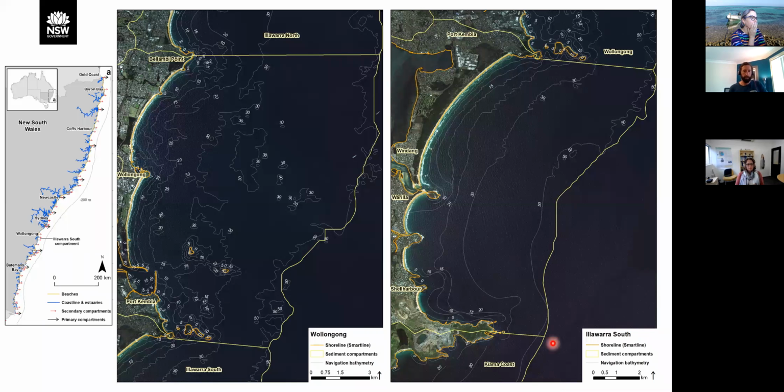So we're going to zoom into the Illawarra region where I am now, and this is Wollongong, about an hour south of Sydney, on this part of our New South Wales coastline. I'm just going to show you some examples of the data in two compartments. So these are our secondary sediment compartments. This is the Wollongong Compartment, and to the south is this one, the Illawarra South Compartment.